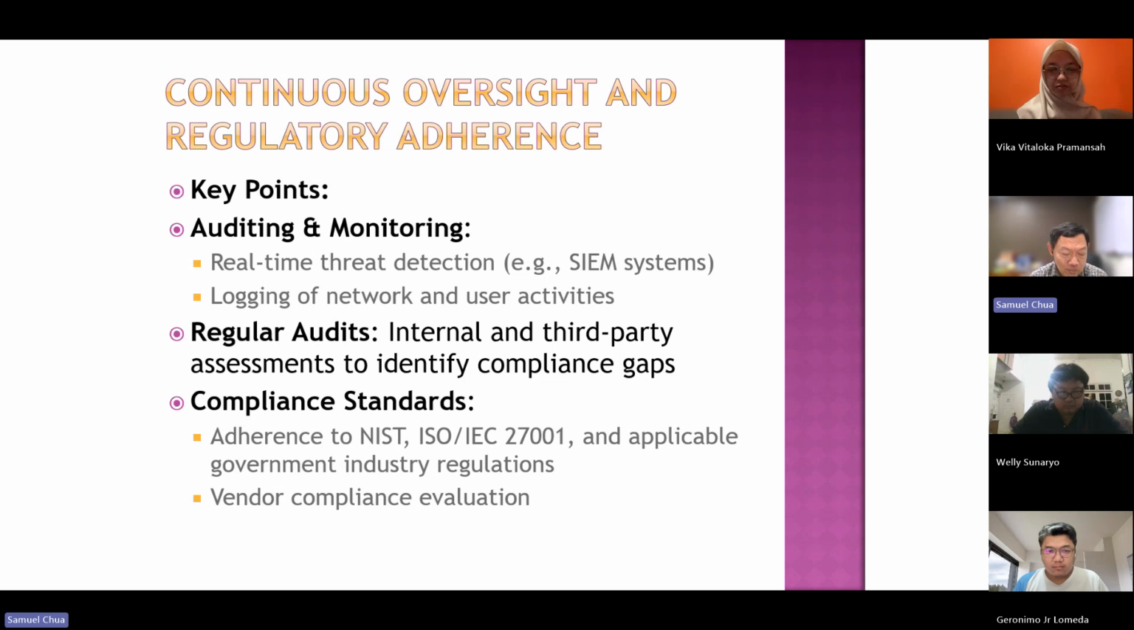In closing, continuous oversight and regulatory adherence are not just about staying compliant. They're about staying secure. Through active monitoring, regular audits, and strict alignment to standards, we will ensure a safer network security system.